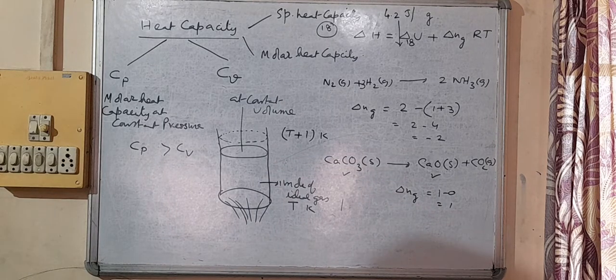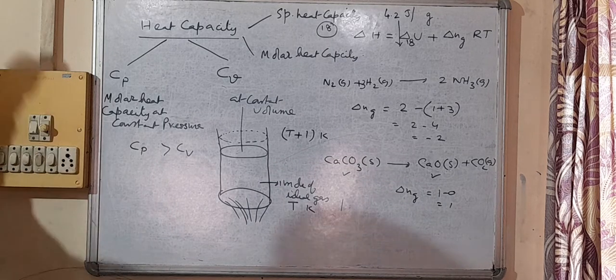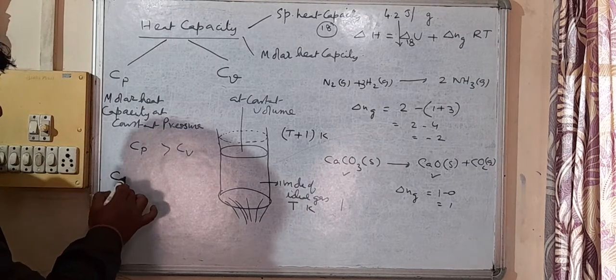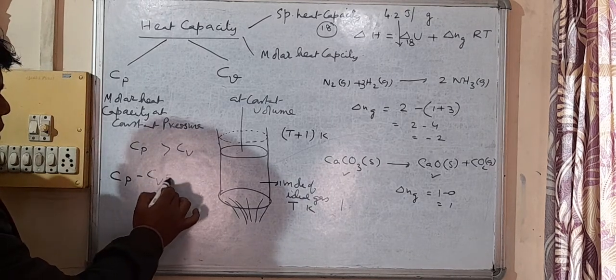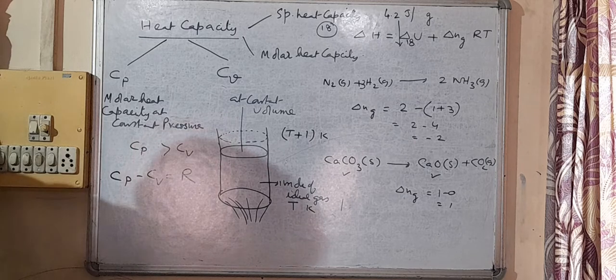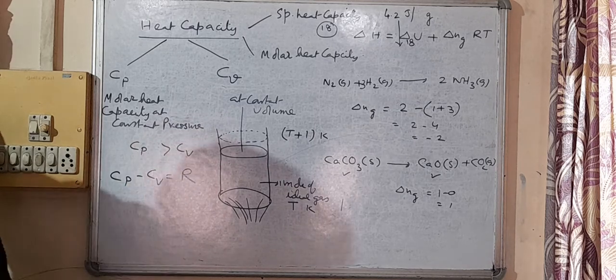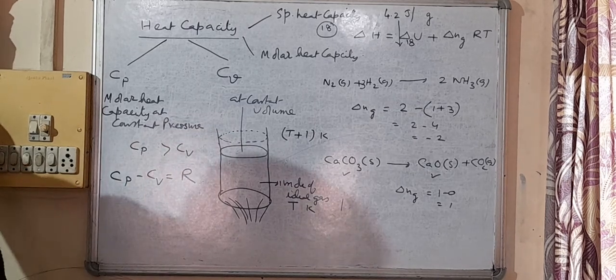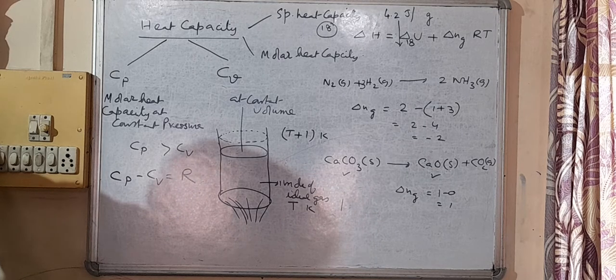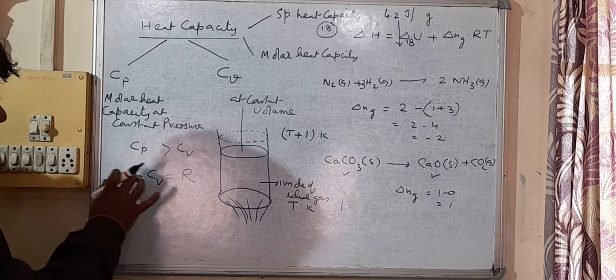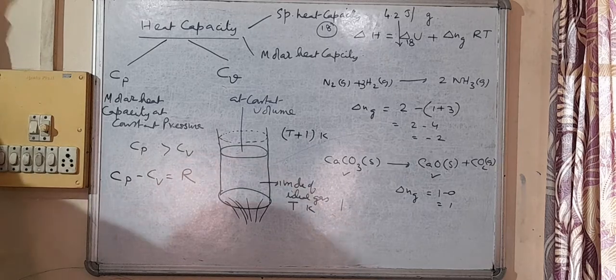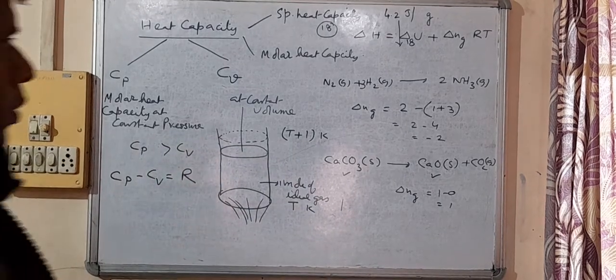Okay, now there is a small little proof that we can show, that Cp minus Cv is equal to R, that is the universal gas constant. So this relation you may be asked to prove in the exam. So what is the proof of that? That I am doing now.